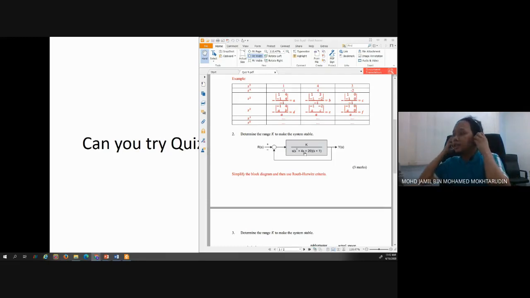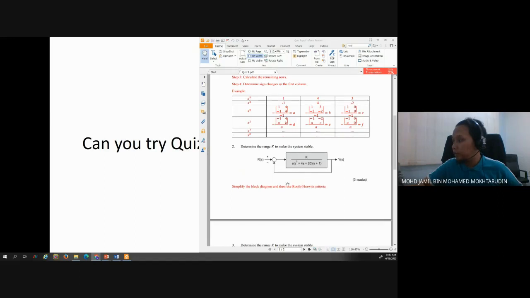Okay, sorry about that. Okay, so after you simplify the block diagram, then you expand the denominator, okay? So maybe you have problems expanding the denominator because there is a lot of multiplication involved. But you have to expand, then from there you can determine the range of K. Just do it, then submit, and we will discuss, okay?